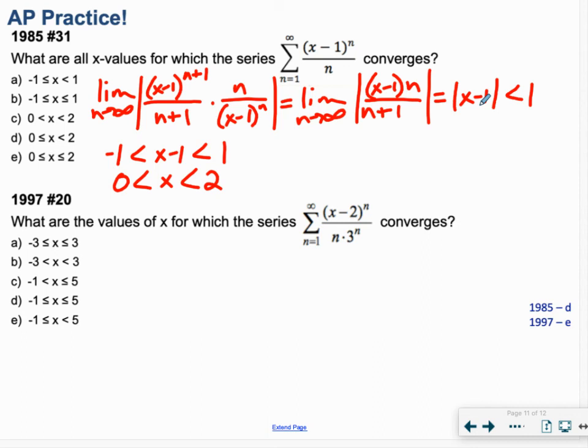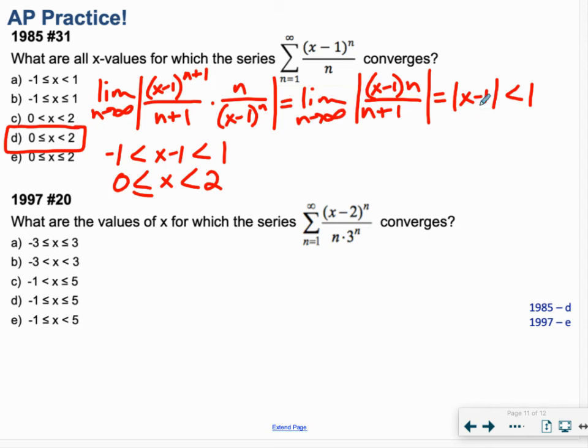This is multiple choice, so I'm not going to sit here and justify everything, but if we plug in a 0 for our x right here, we get -1 to the n over n, which is going to converge by alternating series. So I'm just going to put an equals there. If I plug in a 2 for my x, I get 1 over n, which diverges by p-series or harmonic. So our final answer would be this guy.